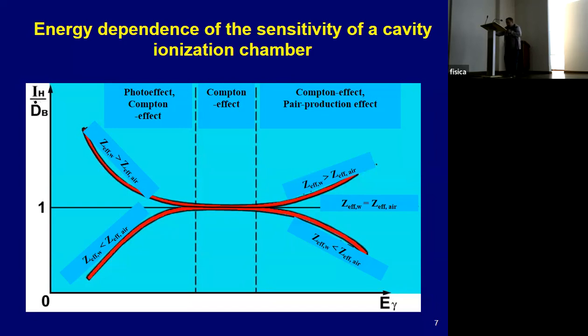It should be noted that the effective atomic number of human tissues, approximately 7.4, is close to the effective atomic number of air, 7.6. Therefore, air-equivalent chambers are sometimes called tissue equivalent.